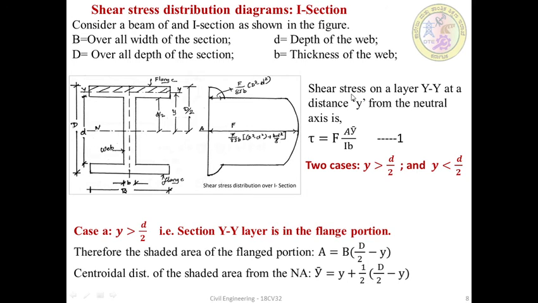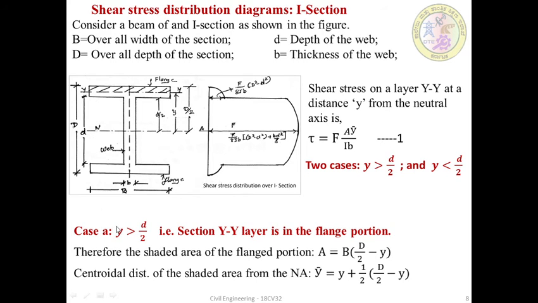So the shear stress on a layer yy at a distance y from the neutral axis is given by the equation tau is equal to F into A ȳ divided by I b. This is the general expression for shear stress at a layer yy at a distance y from the neutral axis. So there exist two cases. The first case is y greater than small d by 2, meaning the section is lying in the flange. Another one is y less than small d by 2, where the layer yy is in the web portion.